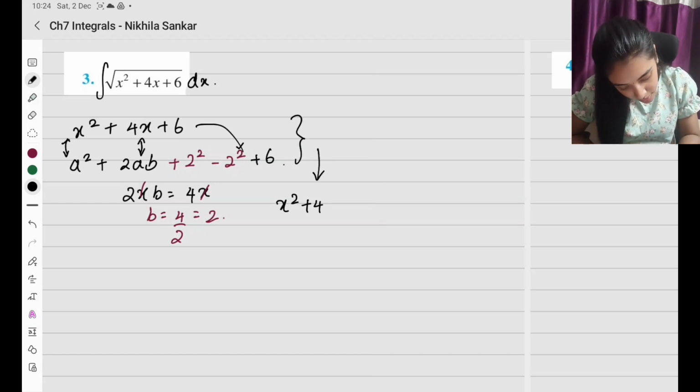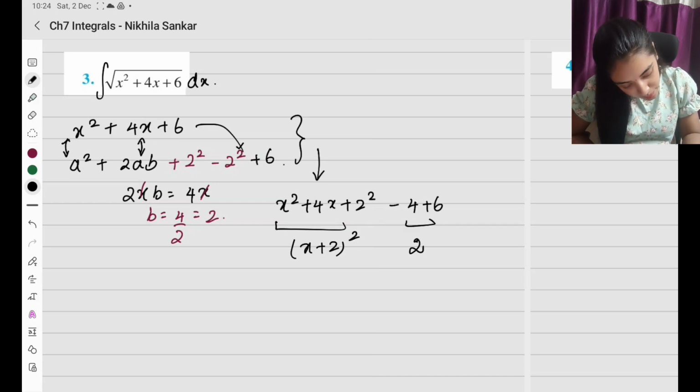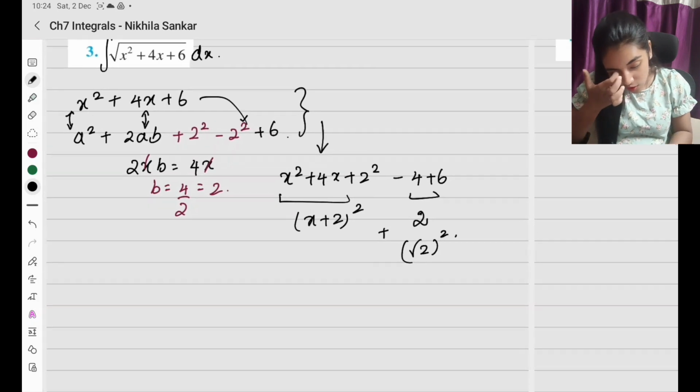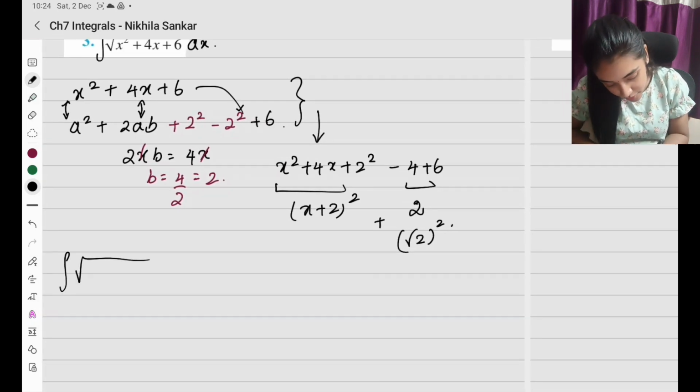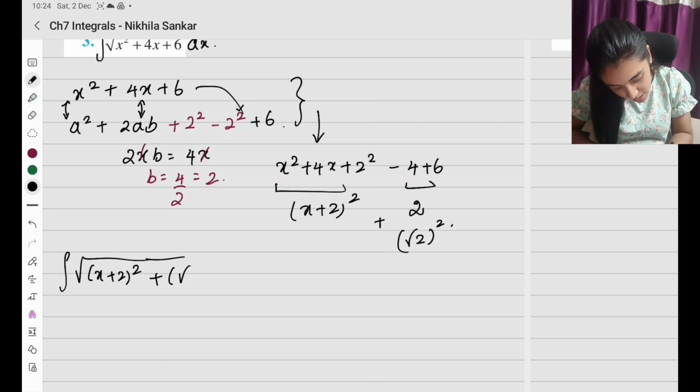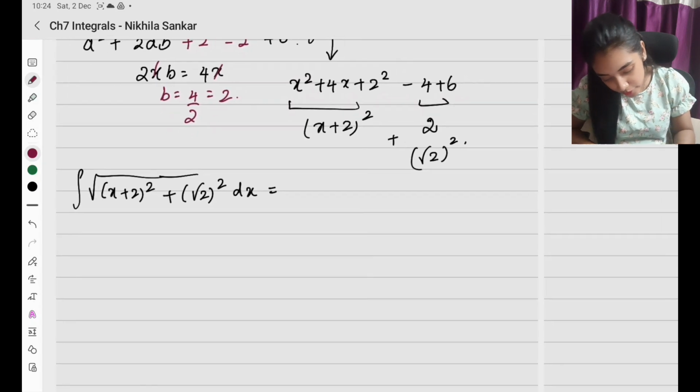So from these two, what do I get? X square plus 4x plus 2 square minus 2 square, which is 4, plus 6. So this becomes x plus 2 the whole square, and this becomes plus 2, which is square root of 2 the whole square. So I have a plus in between. So how does my question change? Integral of square root of x plus 2 the whole square plus square root of 2 the whole square times dx. So what formula am I going to use?